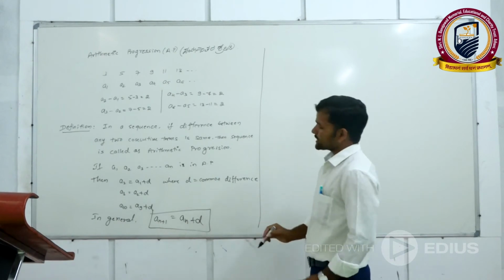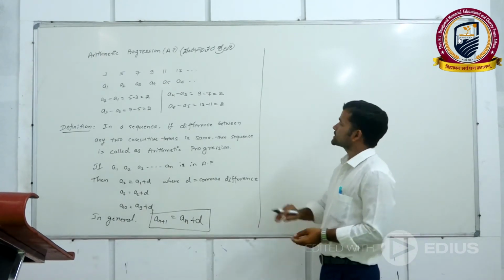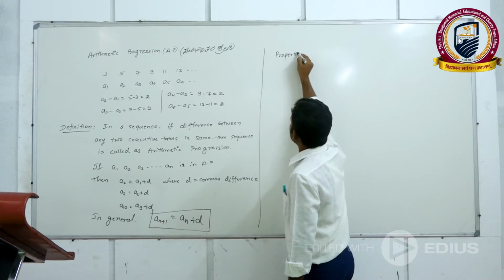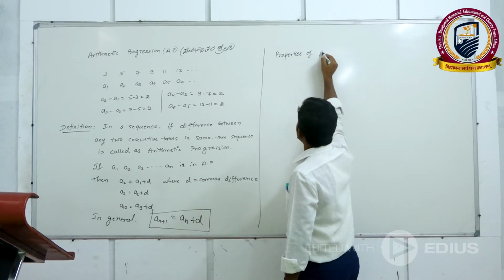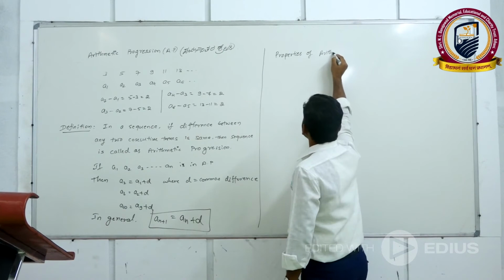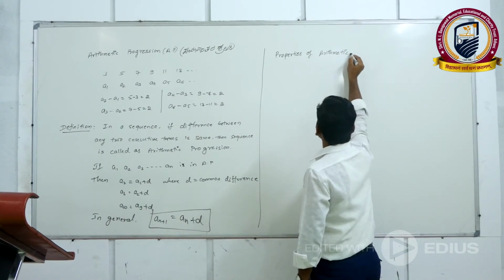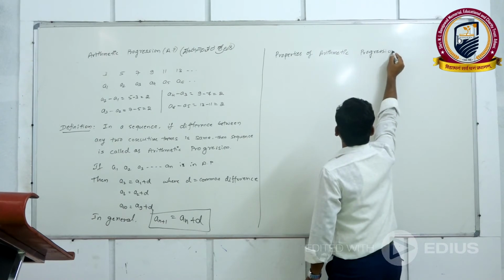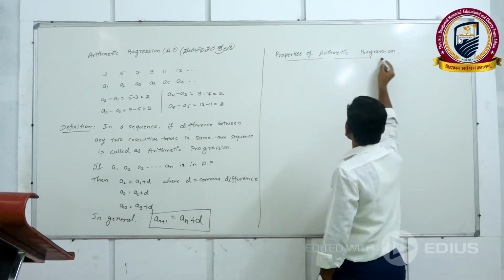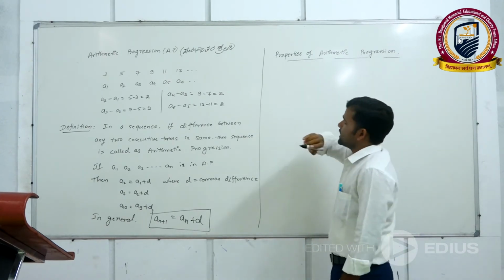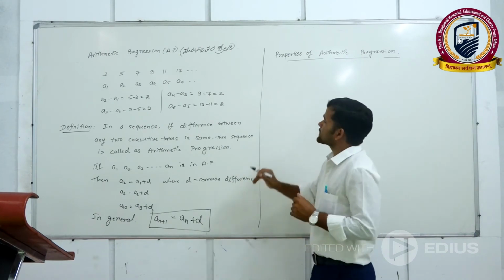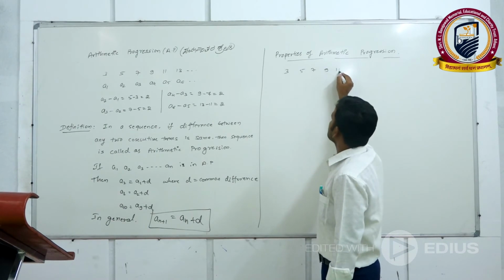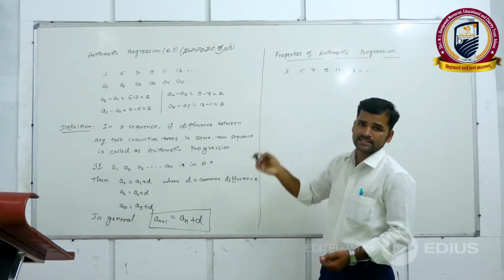Now what are the properties of arithmetic progression? Let me take the heading: properties of arithmetic progression. What are the properties? See, I will explain with an example. I have 3, 5, 7, 9, 11, 13 and so on as an AP.